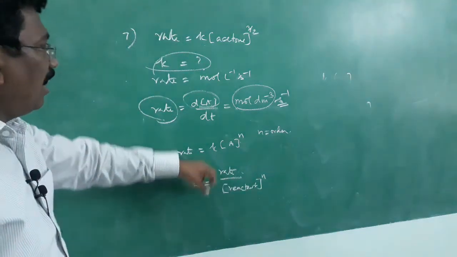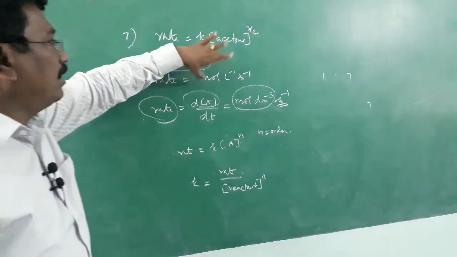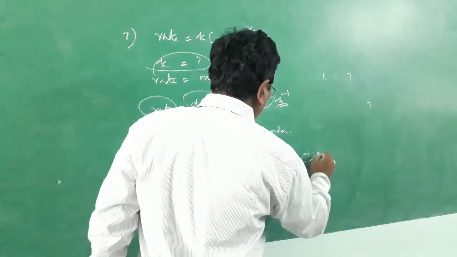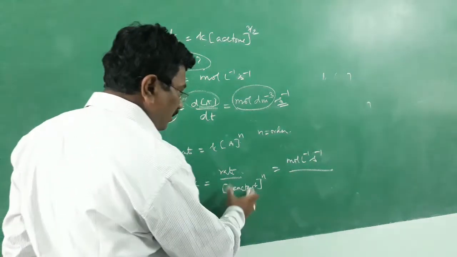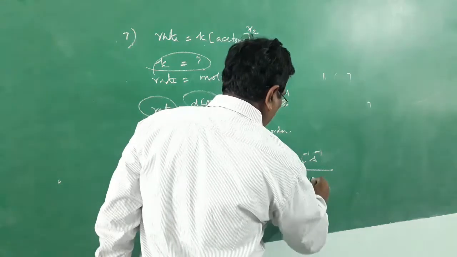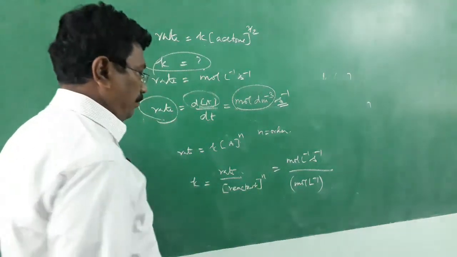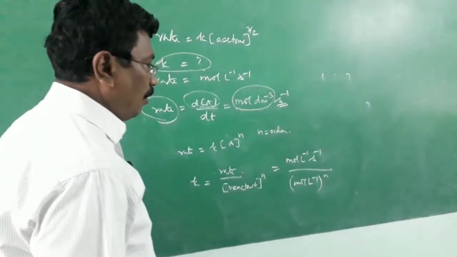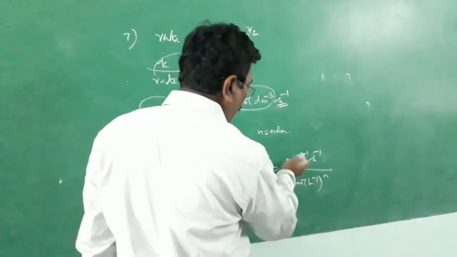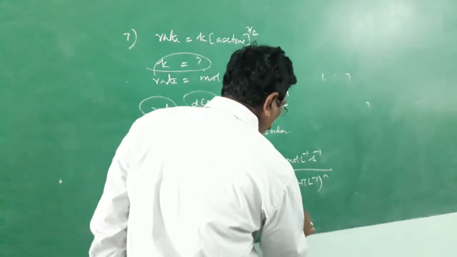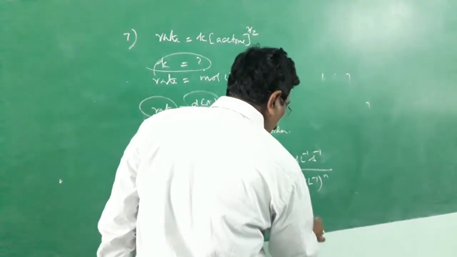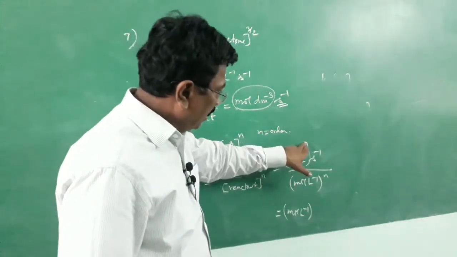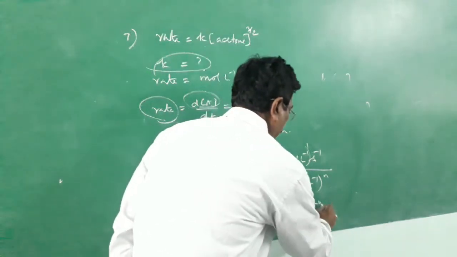What is the unit for rate? Always the unit for rate is concentration unit per time. Therefore, mole per liter per second or mole per decimeter cube per second, divided by concentration of reactant, mole per liter only, to the power n, where n is order. When it goes to the numerator, you will get the unit mole per liter to the power minus 1. Here we already have 1, so 1 minus n per second.